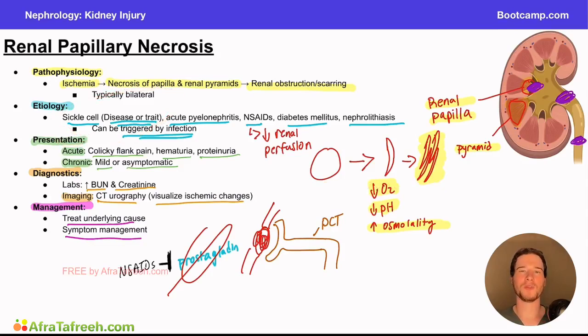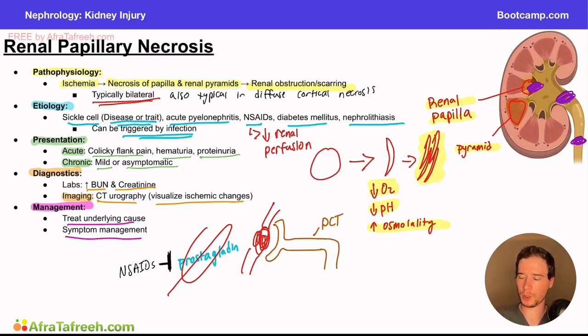So, real quick summary for this video, just think about the name. It's renal, so kidneys, papillary, that's the area that we're typically talking about, and necrosis. So ischemia leads to necrosis of this particular area of the kidney. I also want you to know that this is typically bilateral, which if you recall from our last video, is also typical in diffuse cortical necrosis, which was dealing with necrosis in the outside of the kidney, or the cortex itself. So keep that in mind. Both of these conditions typically are bilateral. That doesn't mean they're always bilateral, but that's the most common type.